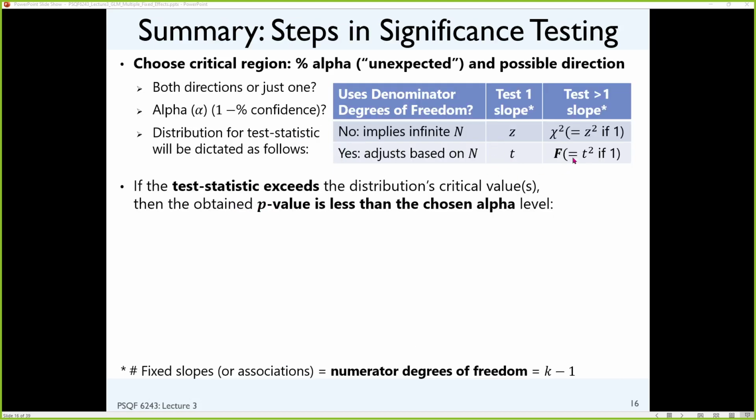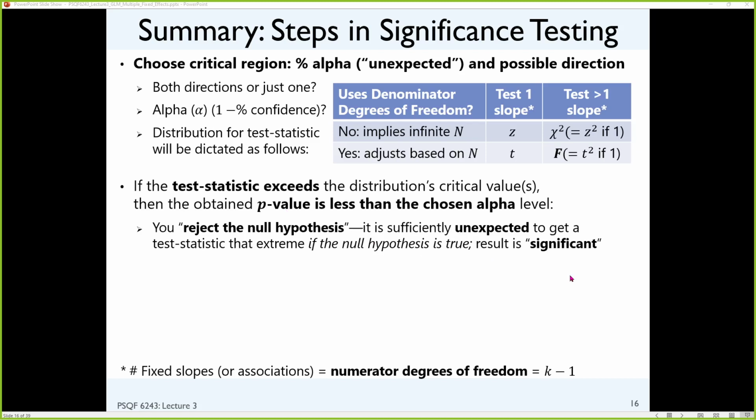So for all four of these things, if the test statistic exceeds the distribution's critical value, meaning the boundaries where alpha starts, like where the 5% mark is, then your p-value is going to be less than alpha. Then the language goes, we reject the null hypothesis. It is sufficiently unexpected to find a result this far away from the null, so we're going to call it significant.